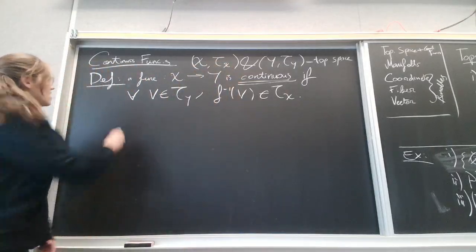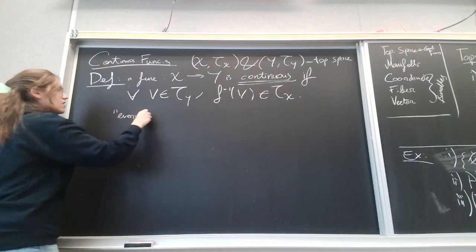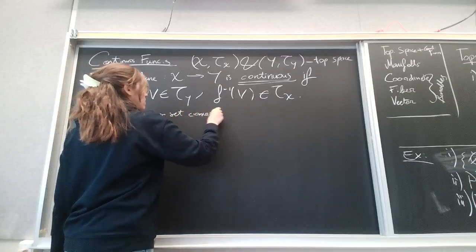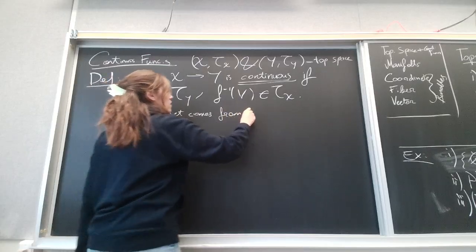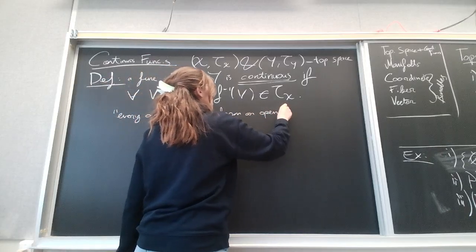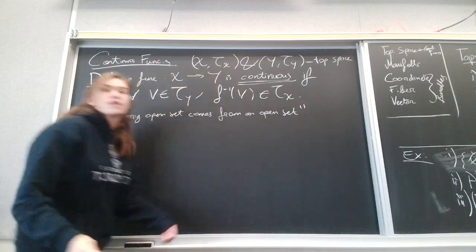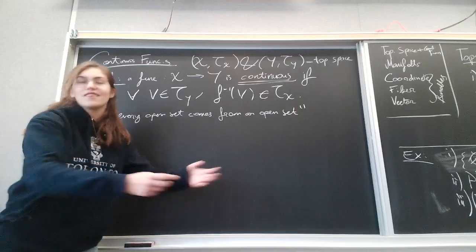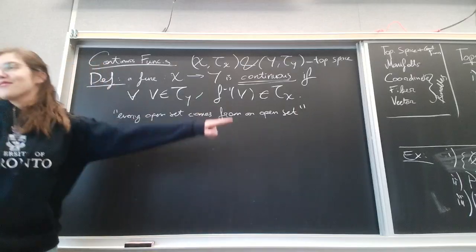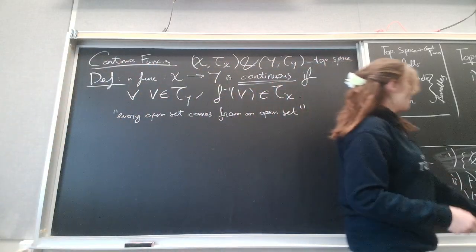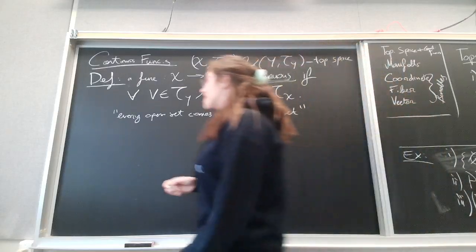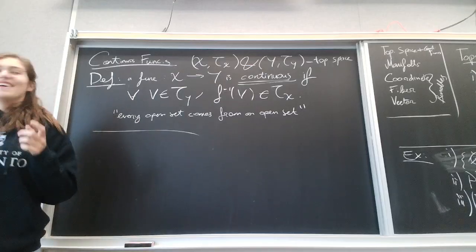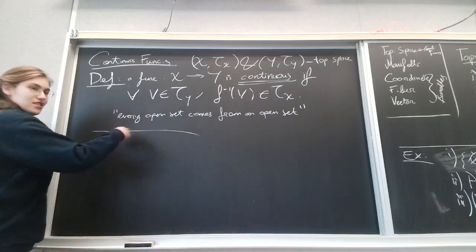So this means every open set comes from an open set. This literally means this: you take an open set, you go back, and there's an open set that gives you that. If this seems counterintuitive to you, you can think of your topological spaces like Rn, and this will become just, for every epsilon, a picture. Let me draw a picture.